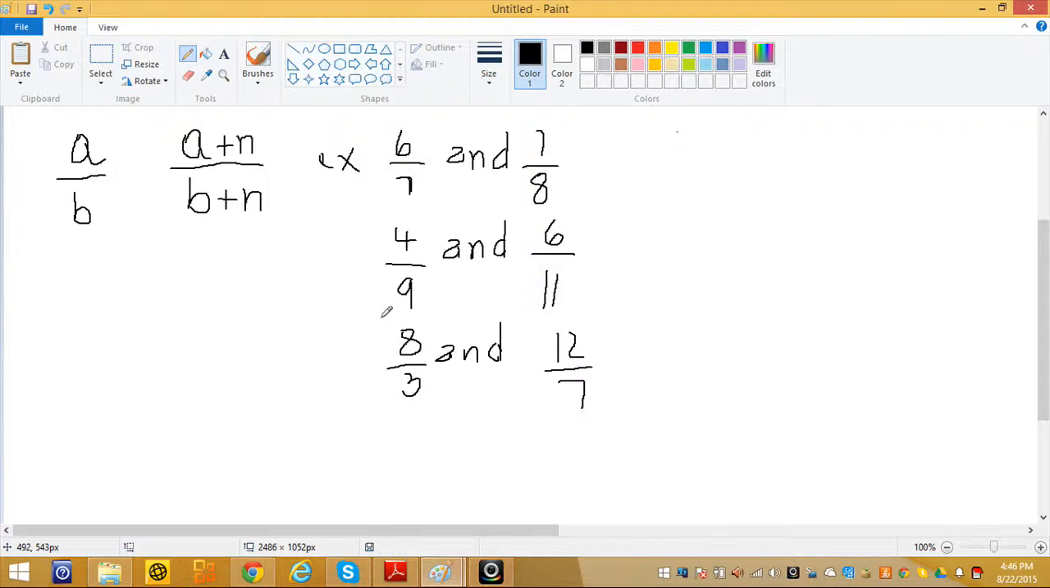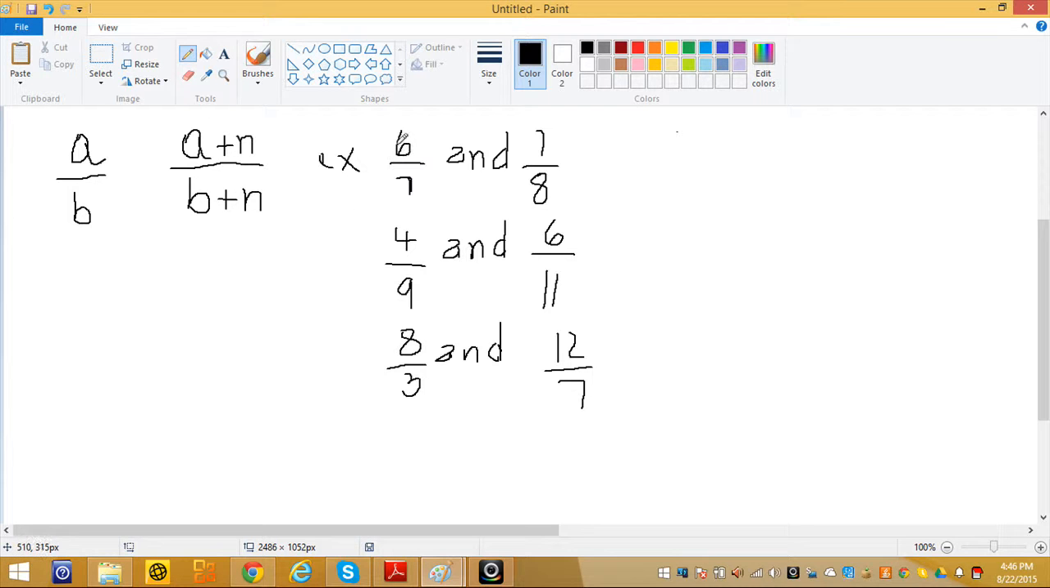Okay, guys, we're going to try to figure out what happened to an equation, and we got two fractions. If we add the same number to the numerator and to the denominator, what's going to happen? Is the new fraction going to be greater or less? So we got some examples.